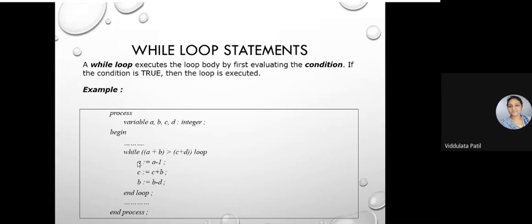We have one example here. We have 4 variables actually. Suppose A, B, C, and D. All are integers. So now we are defining one process.